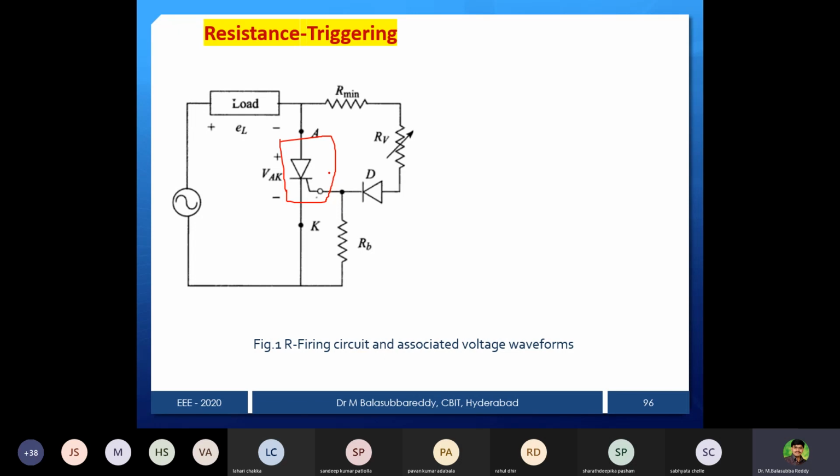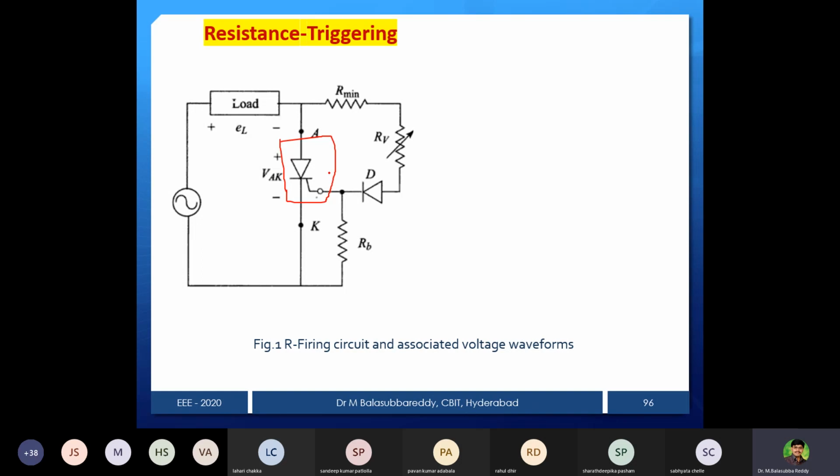That value must be IG minimum. If you pass the gate current below IG minimum, the device will not trigger. We require anode to cathode voltage up to VBO, that is the forward breakover voltage. That much voltage is required to trigger the SCR if you pass a gate current less than IG minimum. That's why at least IG minimum current has to pass through the gate to turn on the SCR.